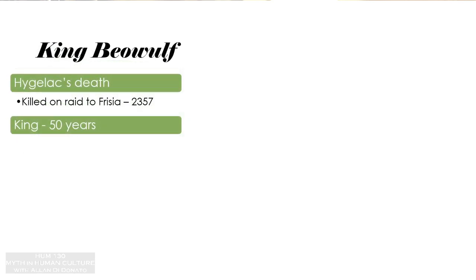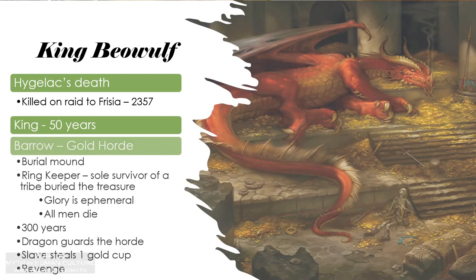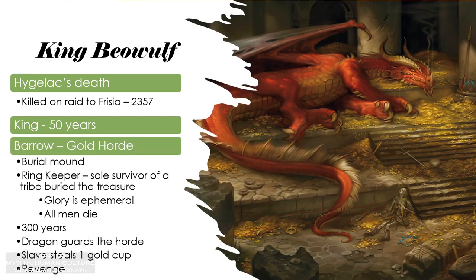You get the death of Hygelac, the king of the Geats, on that raid to Frisia, which I mentioned earlier. And then Beowulf ultimately becomes king shortly thereafter and reigns for a period of 50 years. So that's our flash forward, 50 years down the road. And what we have is a gold hoard in a barrow, in a burial mound, guarded by a dragon, right? This is what we love in these stories, right? This is The Hobbit all over again.